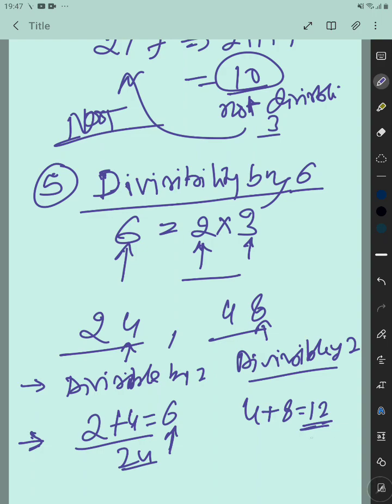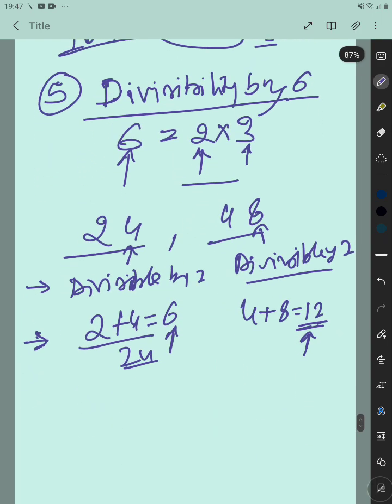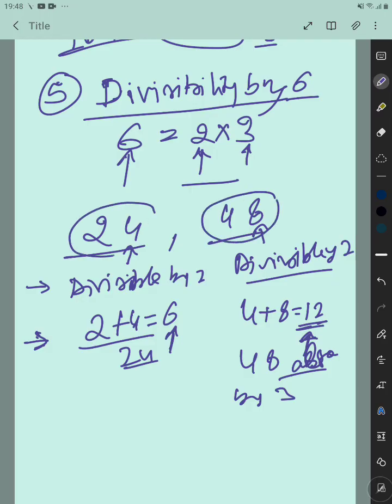So 12 is a multiple of 3, it is divisible by 3. Therefore 48 is also divisible by 3. So finally we can conclude that 48 is divisible by 6 and 24 is also divisible by 6.